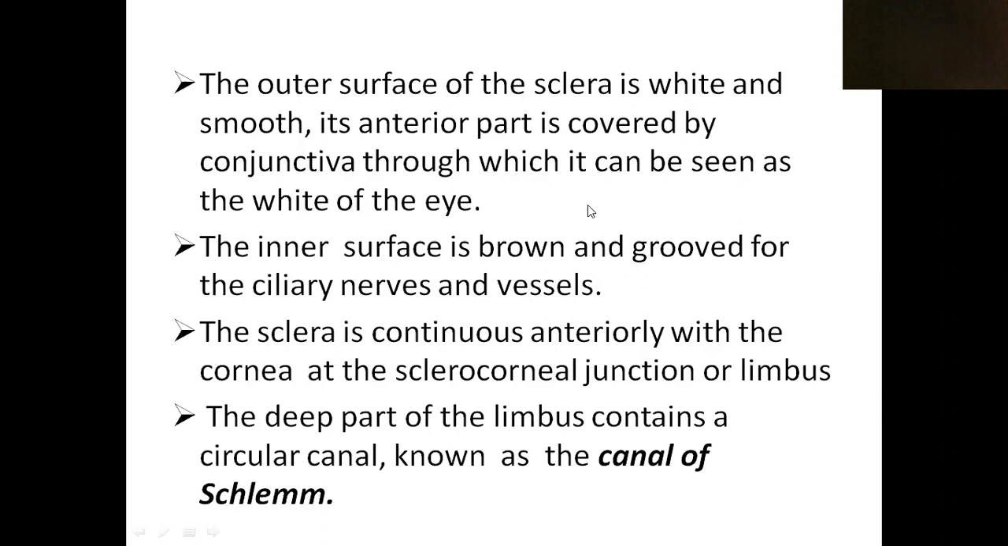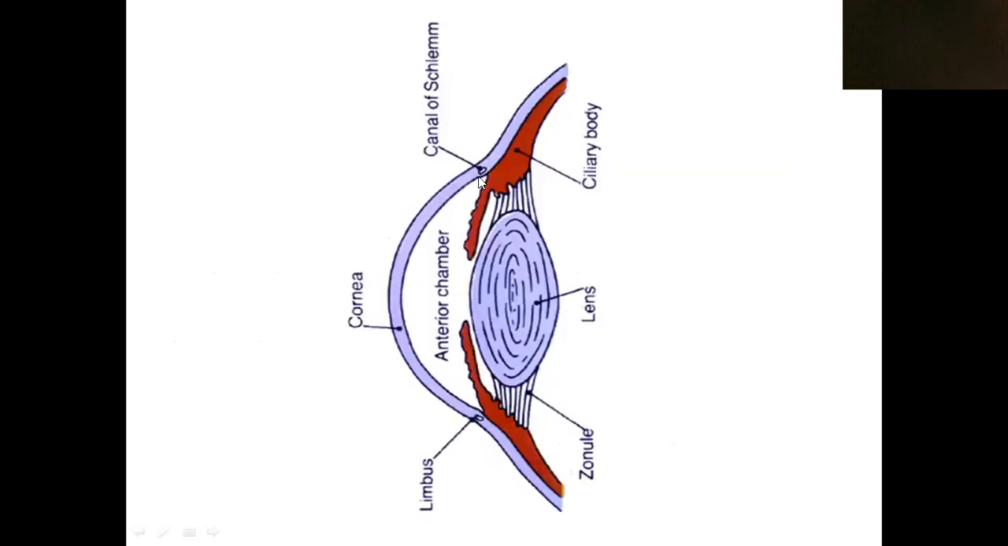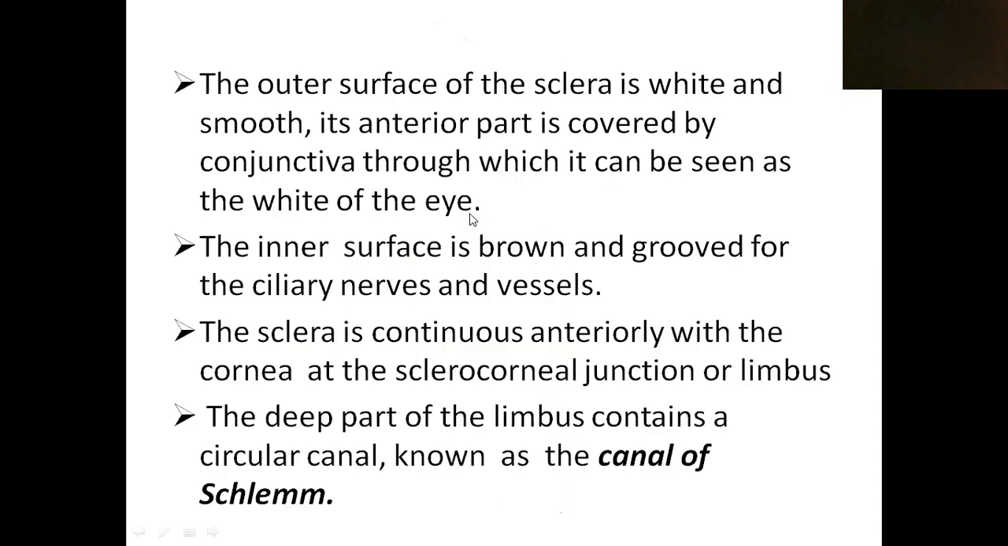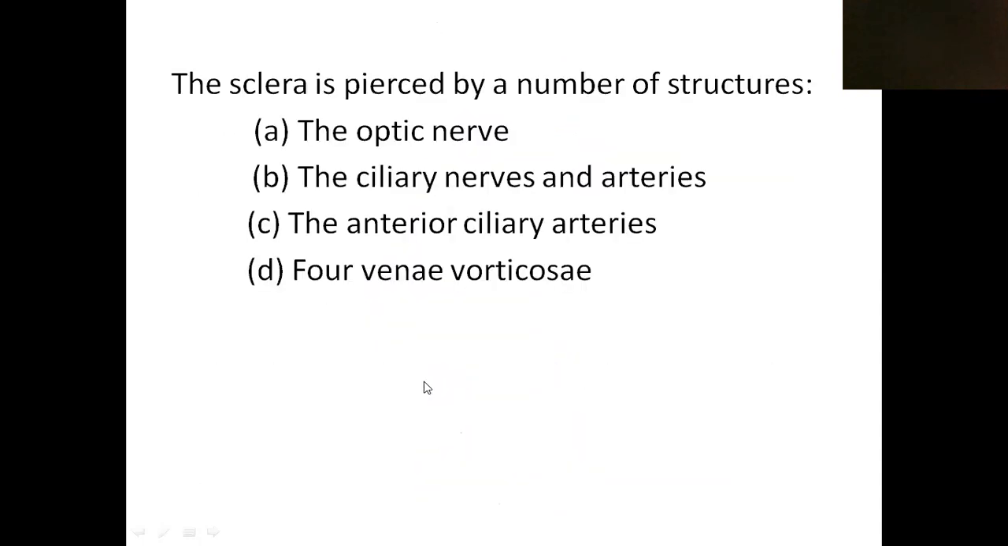Its anterior part is covered with the conjunctiva, that we know. Then deep to the limbus, we can see one vein or canal, the canal of Schlemm. See, this is the sclera, but this one is the cornea. This junction is the sclerocorneal junction. There we can see a draining channel. Here we can see the aqueous humor, and that aqueous humor is drained by this canal of Schlemm. So those are some of the important points of the sclera.